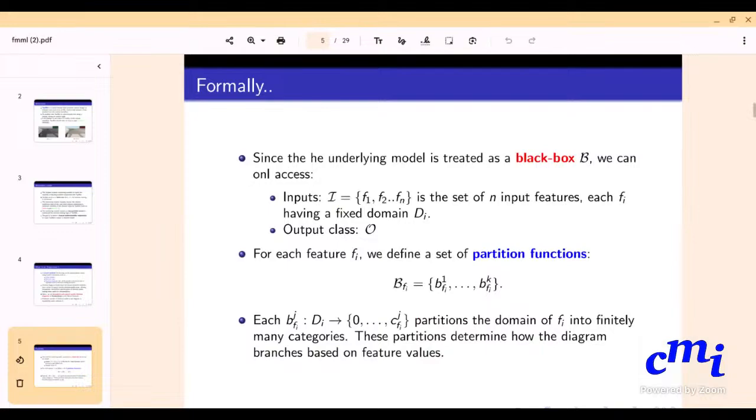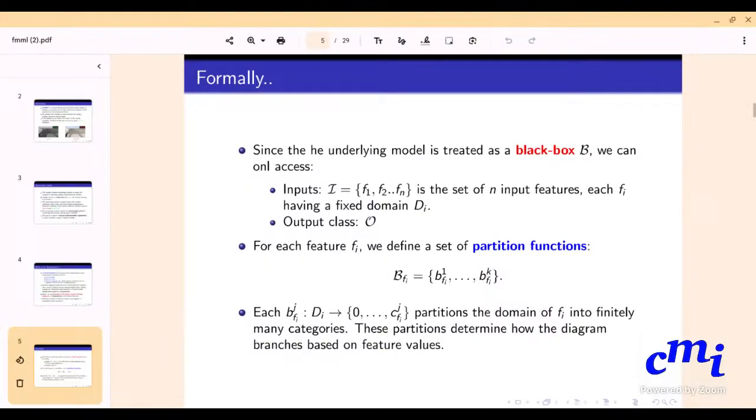Basically, I wanted to say what is a black box model, decision diagrams and all. Yes. Since the model is treated as a black box B, we can only access the inputs, which is basically a vector.